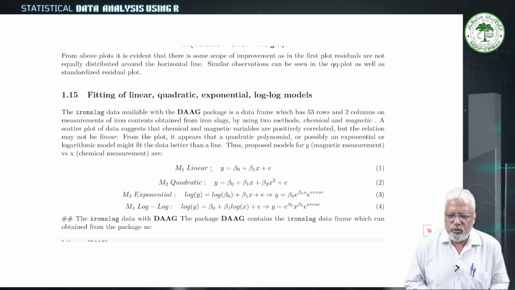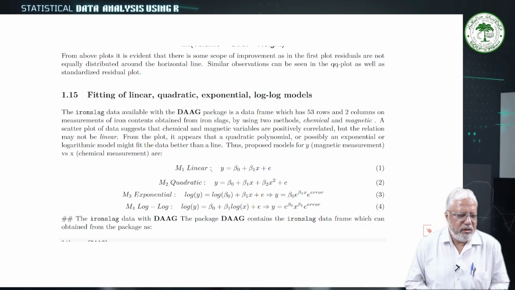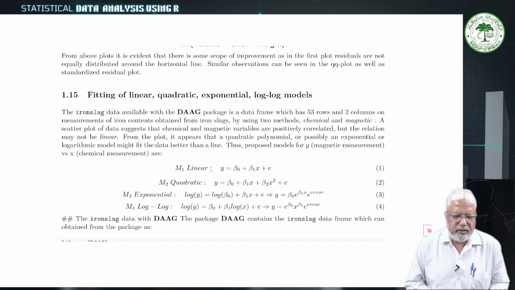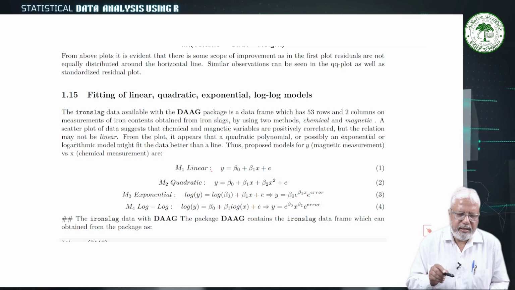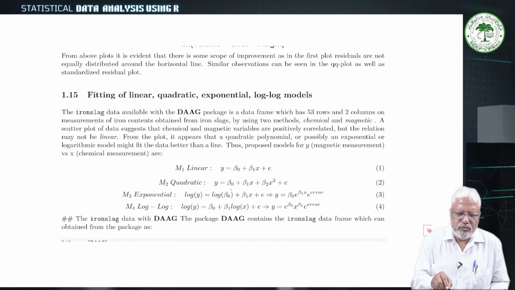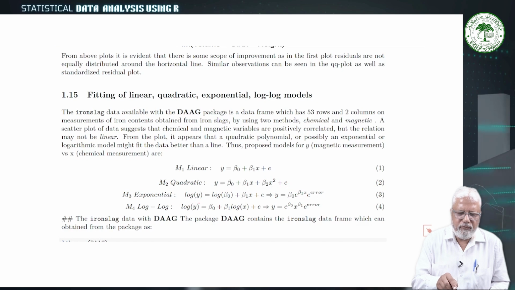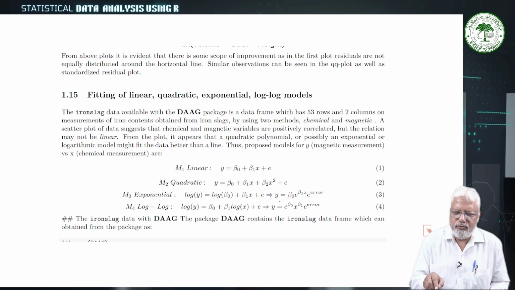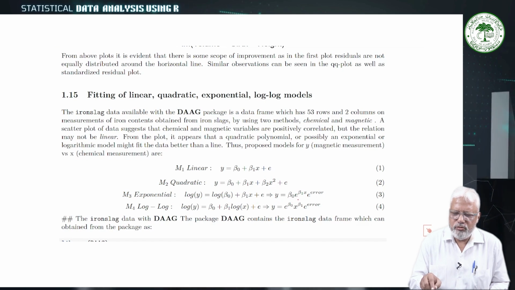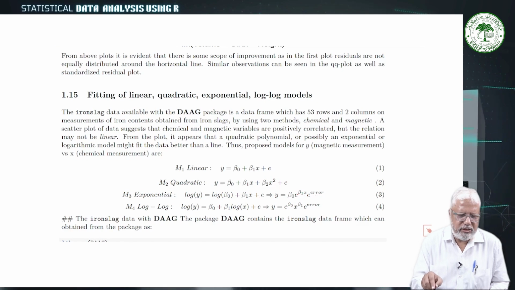Thus, proposed models for y magnetic measurements versus x chemical measurements are M1, this is model 1, the linear model. Then M2, the quadratic model, y is equal to beta naught plus beta 1 x plus beta 2 x square plus e. Then M3, exponential, log of y is equal to log of beta naught plus beta 1 x plus error, and this implies y is equal to beta naught into e raised to power beta 1 x plus e raised to power error. These models are common among the econometricians.